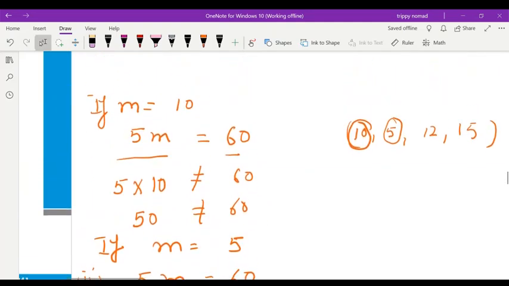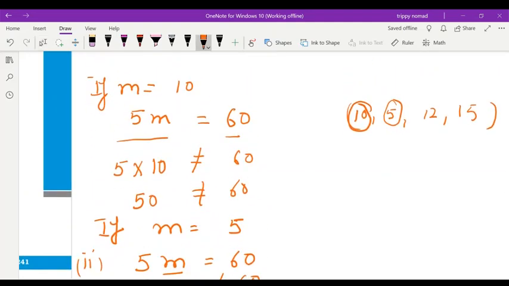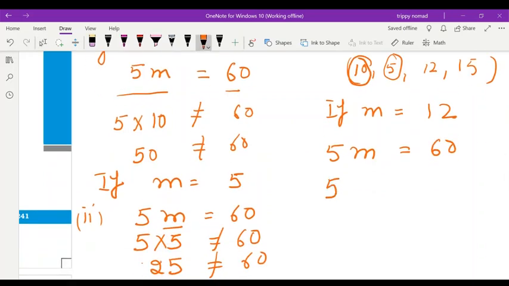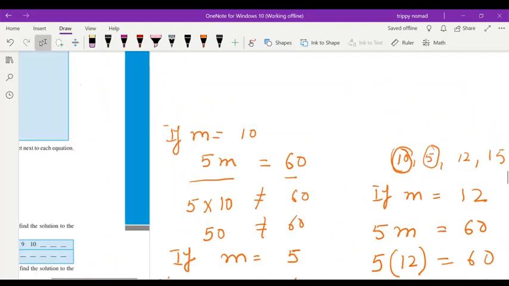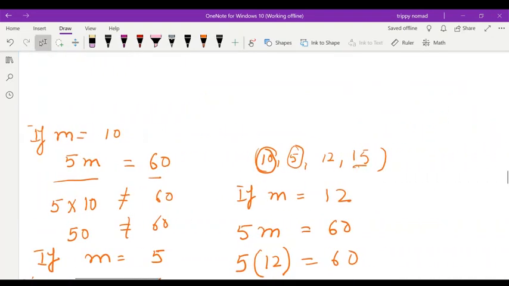Then we are taking the third value. If m is equal to 12, the equation was 5m is equal to 60. If we put the value of m as 12, then what will we get? 12 fives are 60, that is equal to 60. So that will be the correct answer of this question. Now there is no need to try with 15, as we got the answer with 12.